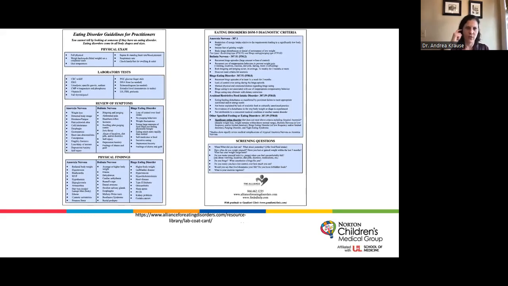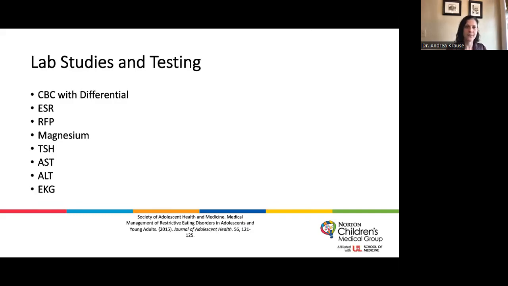So this is the actual form itself. It's got prompts for review of symptoms. It's got prompts for physical findings to look for. It's got your actual diagnostic codes, which is helpful. And I do like their screening questions, which are a little bit similar to SCOFF questionnaires as well. Another prompt it talks about is fluid intake. I didn't really mention that, but there are some kids that actually restrict fluid too, in addition to calories in. So these are our lab studies that we would get, starting with a CBC.